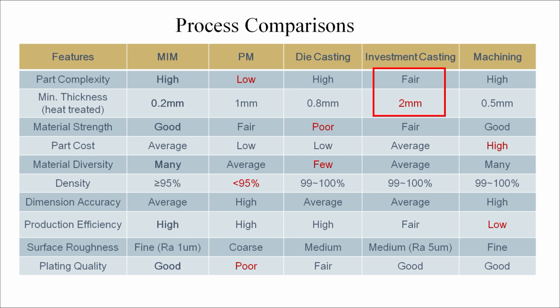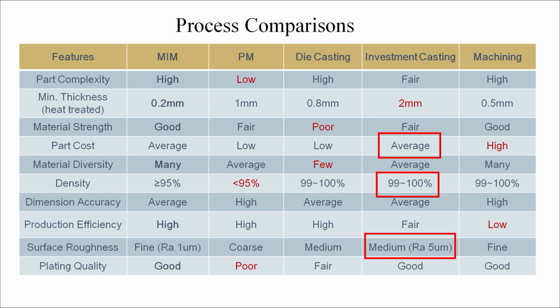Since investment casting uses high-temperature metal to pour into the mold, the shape of the workpiece made by this process is relatively simple and the thickness of the workpiece needs to be more than 2 mm. The cost of casting workpieces is considered medium among these 5 processes. The density of casting workpieces is made of molten metal, so the relative density can reach more than 99%. The surface of the cast workpiece often has sandholes, so the surface roughness can only be plated to about 5 micrometer, and surface can be electroplated.